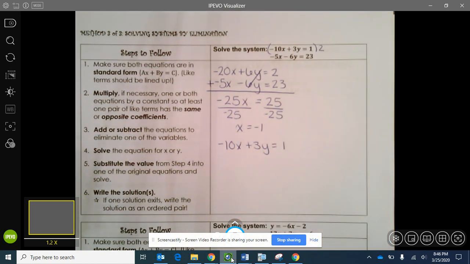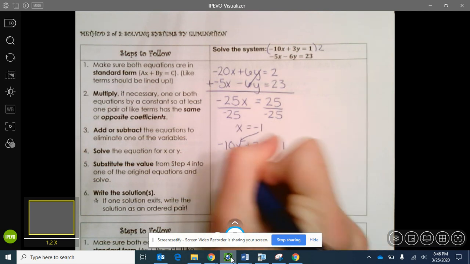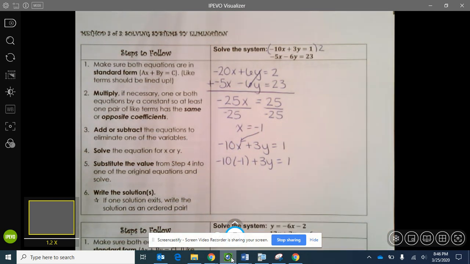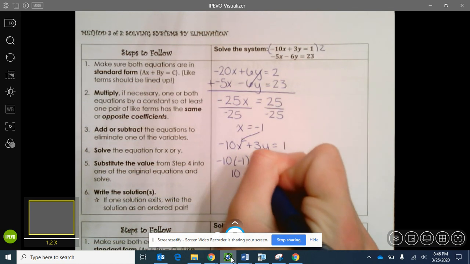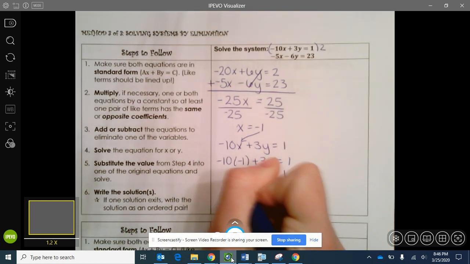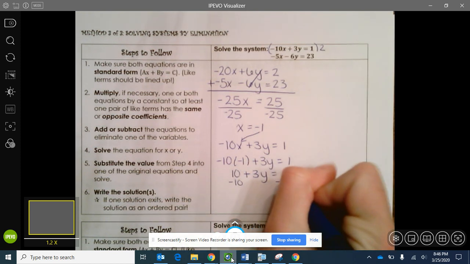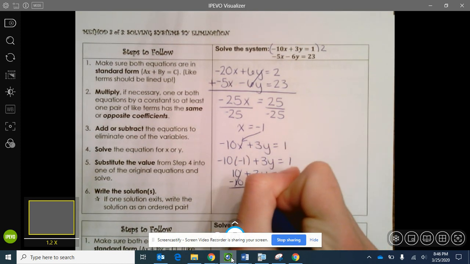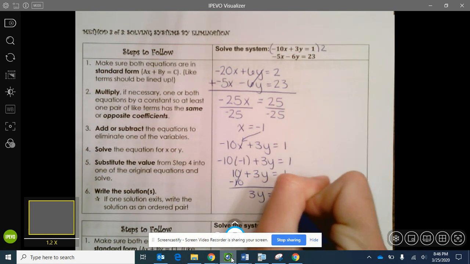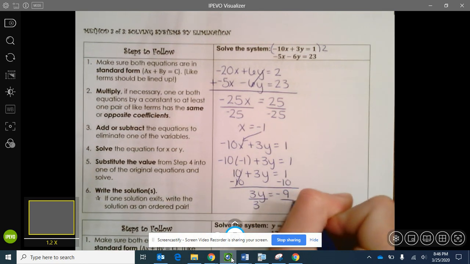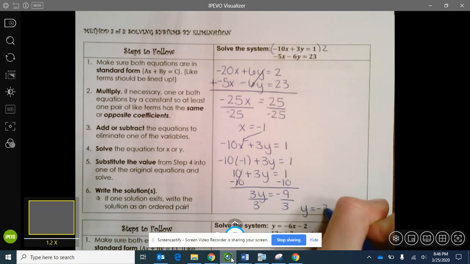I'm going to plug in what I now know x to be, which is negative 1. Then I'm going to solve for y. Negative 10 times negative 1 is positive 10. To solve for y here, I need to first move this positive 10 to the other side, so I'm going to use my inverse operation of subtraction. 1 minus 10 is negative 9. Bring down the 3y. I'm going to divide both sides by 3, so I get y is negative 3.